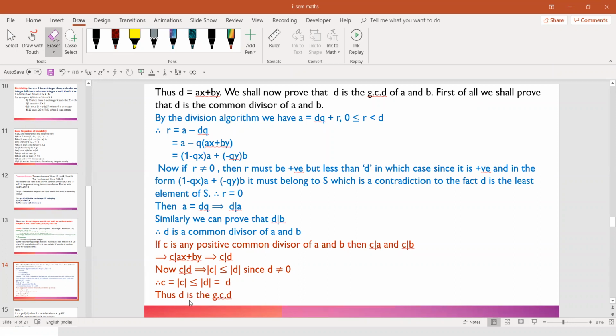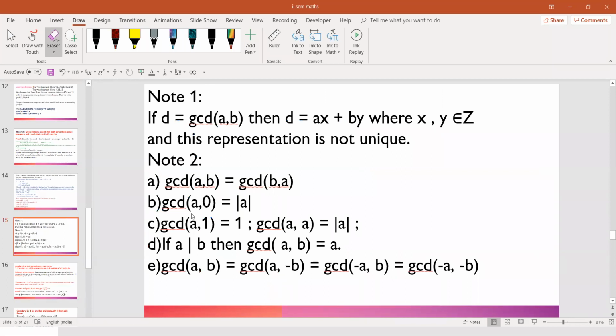So this much we discussed in the last class also. Let me pass on to the next slide, where we have noted some points. See, GCD of A and B is also equal to GCD of B and A. This is simple. And if A is non-zero and the second integer B is 0, then GCD of A and 0 is modulus of A. We have already seen minus 3, 0: GCD of minus 3 and 0 is 3.